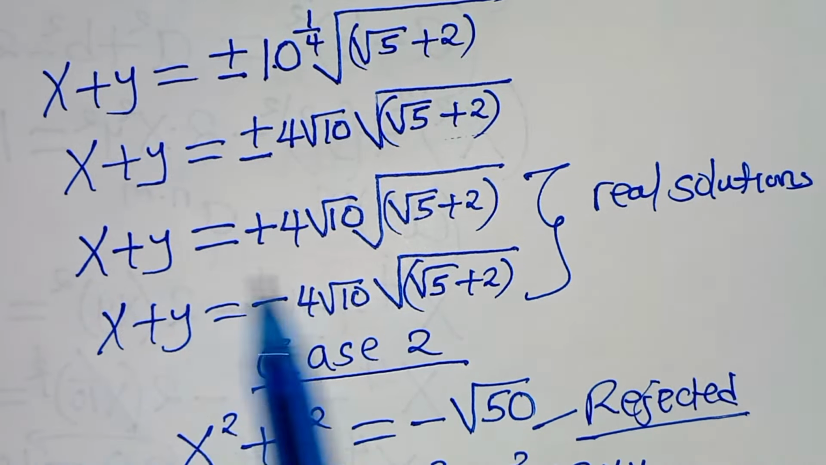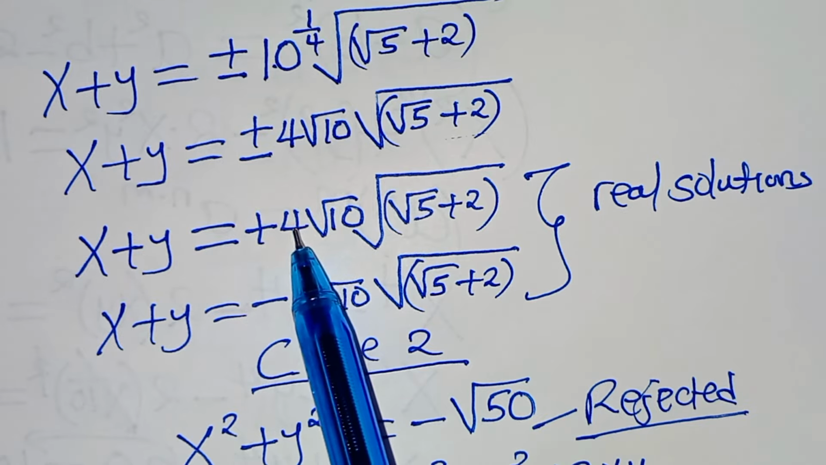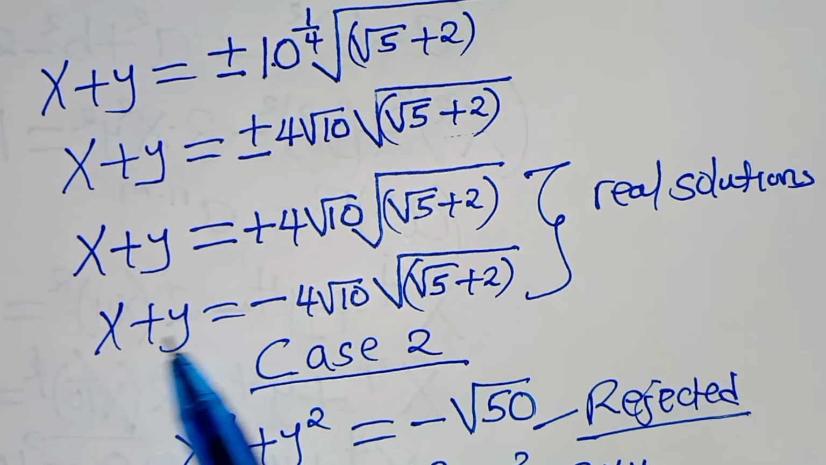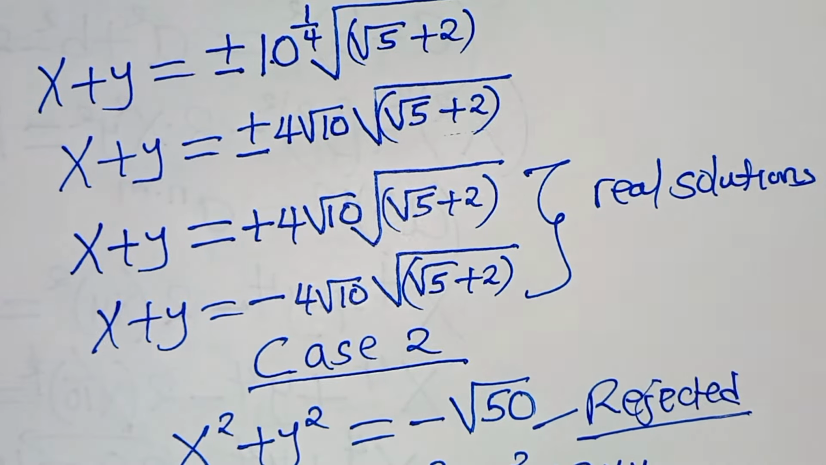That is x plus y equal to plus or minus the fourth root of 10, then square root of root 5 plus 2. So these are the two solutions that we have.